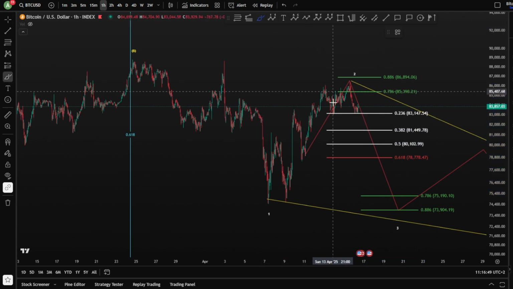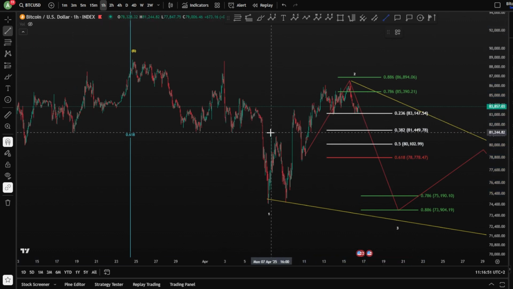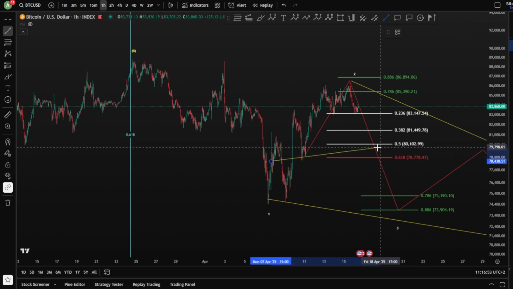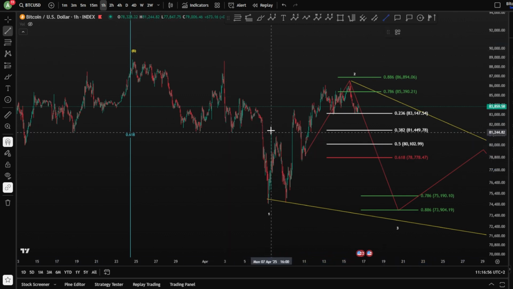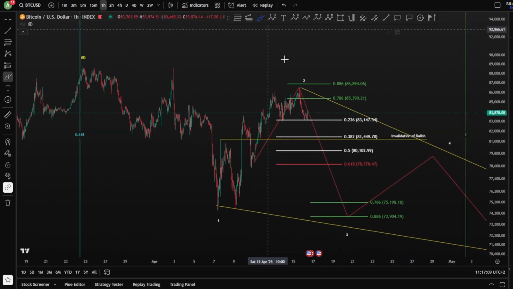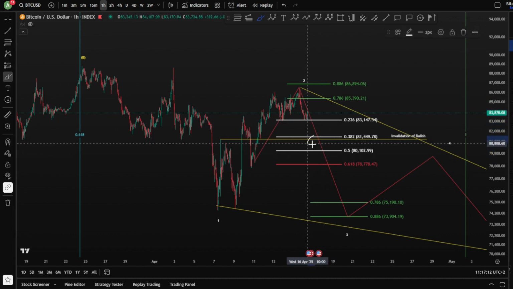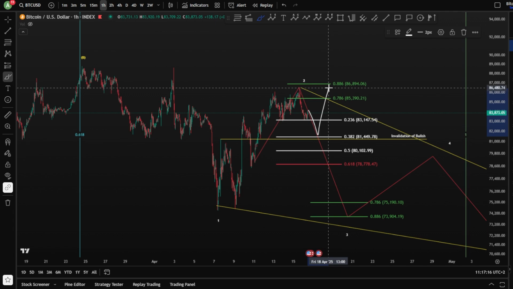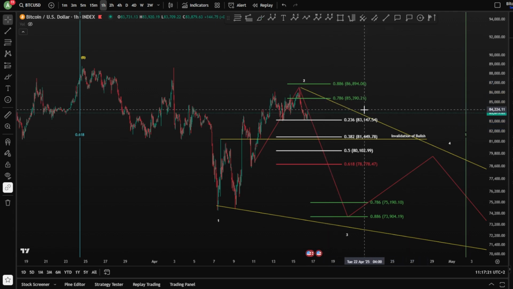Exactly at the 0.23. You would like to invalidate all of this by taking this high here. Taking this high, which is directly lower than the 0.38, invalidation of bullish. Okay, so basically this gives us much more confidence that we are moving toward the downside once you take this price. Now over the 0.38, you're still looking for a wave 4, and you might still get a retracement toward the upside.